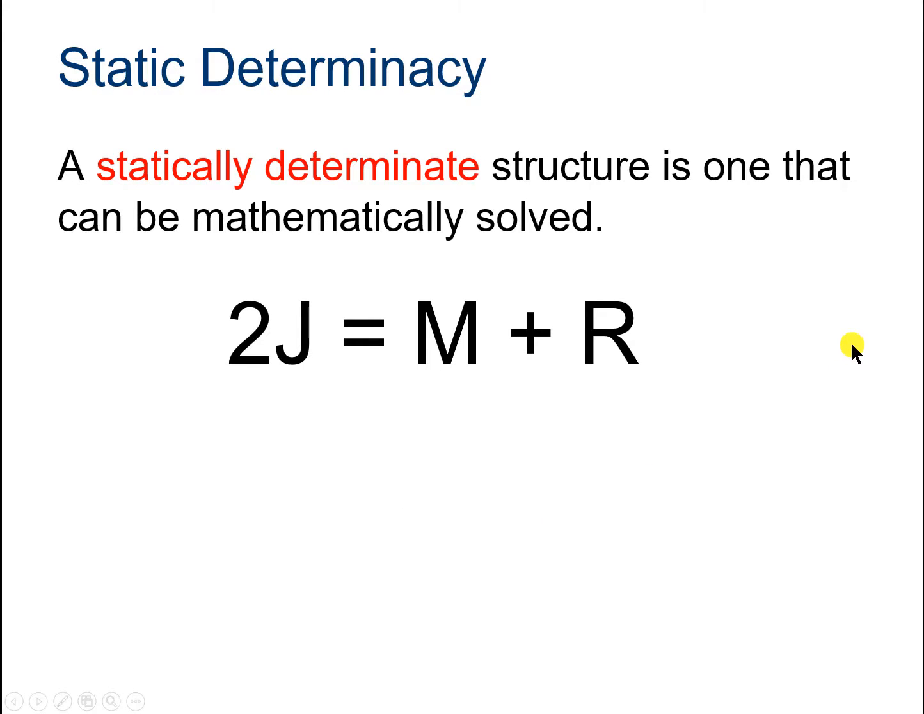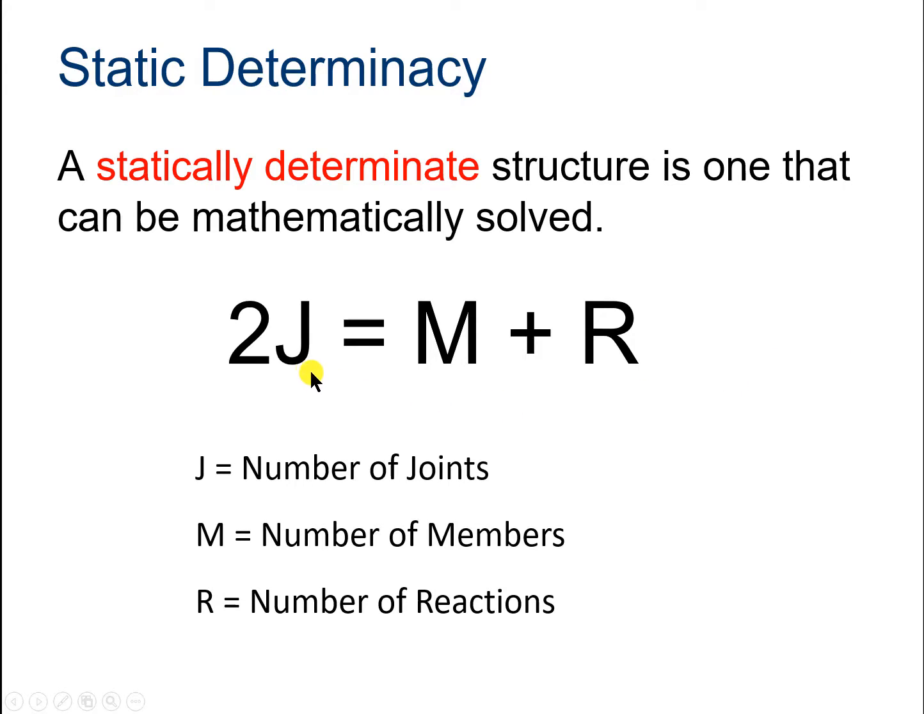So there's a thing called static determinacy, and a statically determinate structure is one that can be mathematically solved. And the equation is 2j equals m plus r, where j is the number of joints in the bridge, m is the number of members, and r is the number of reaction forces at the ends of the bridge, where the earth provides that reaction to the bridge's weight so that it doesn't, again, fall toward the center of the earth. We support the bridge there.